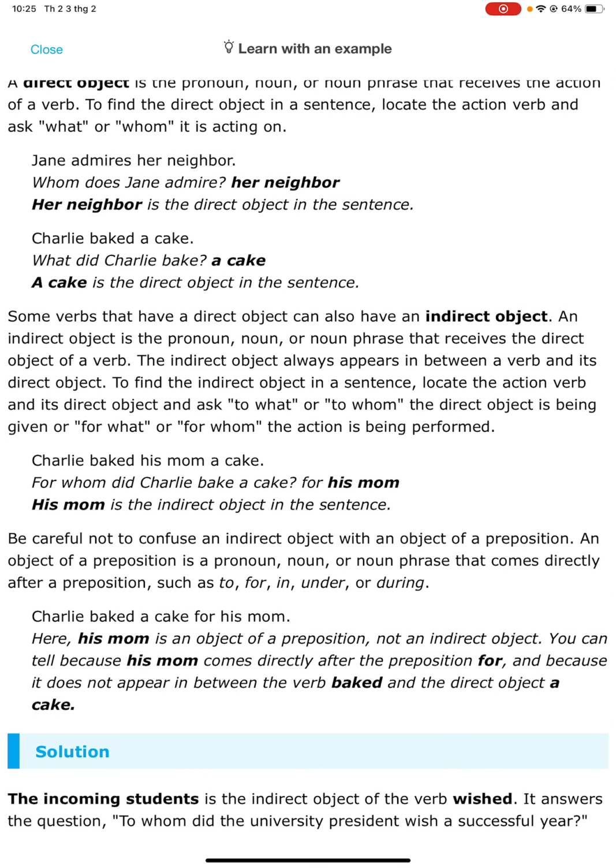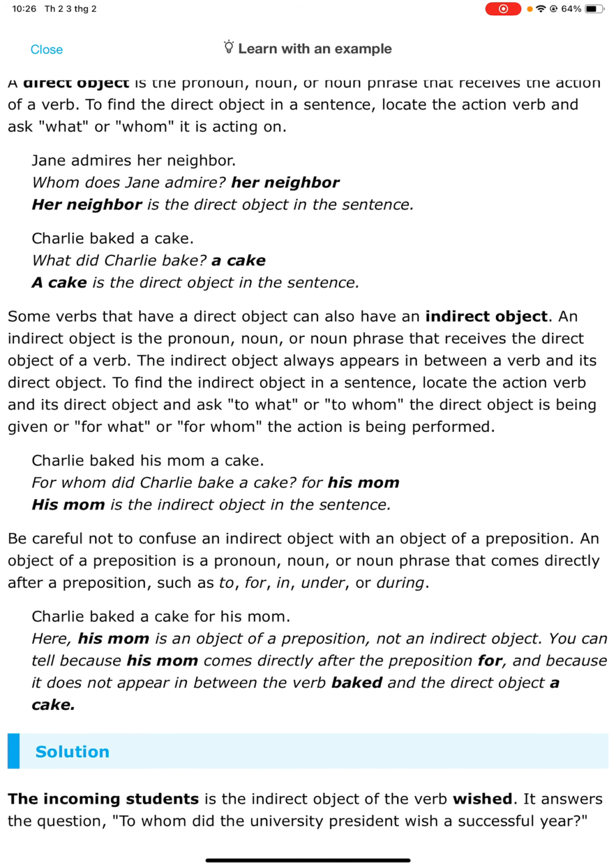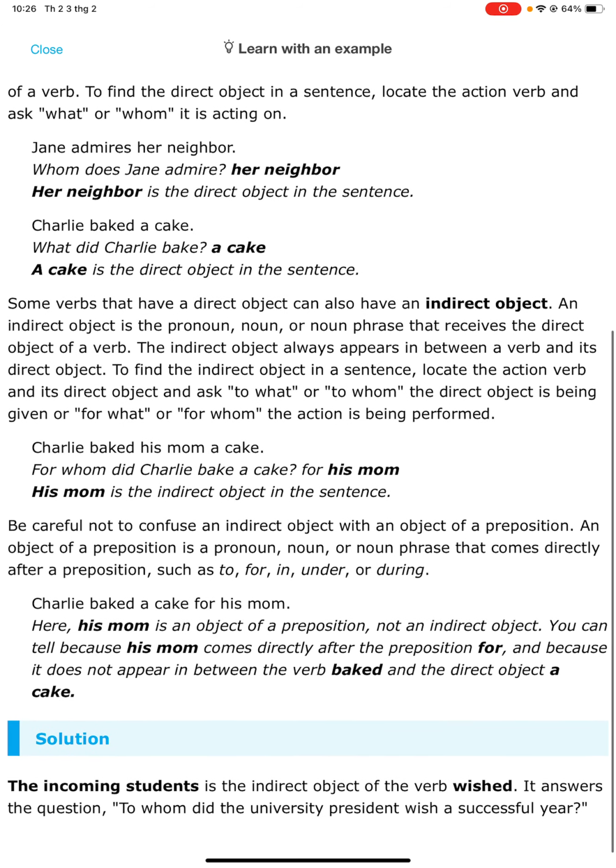Of course, we need to be careful not to confuse an indirect object with an object of a preposition. An object of a preposition is a pronoun, noun, or noun phrase that comes directly after a preposition, such as to, for, in, under, or during. Charlie baked a cake for his mom. Here, his mom is an object of a preposition, not an indirect object. You can tell because his mom comes directly after the preposition for, and because it does not appear in between the verb bake and the direct object cake, so it is not an indirect object.